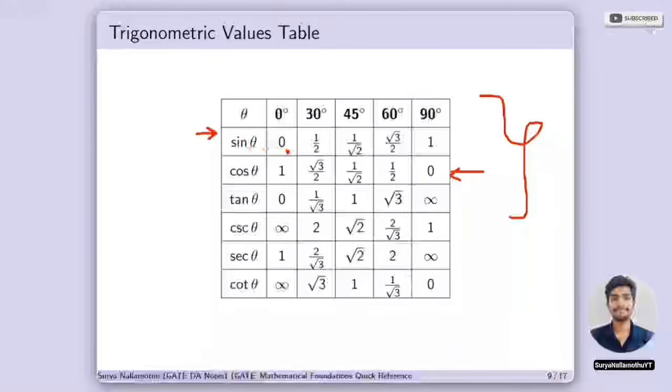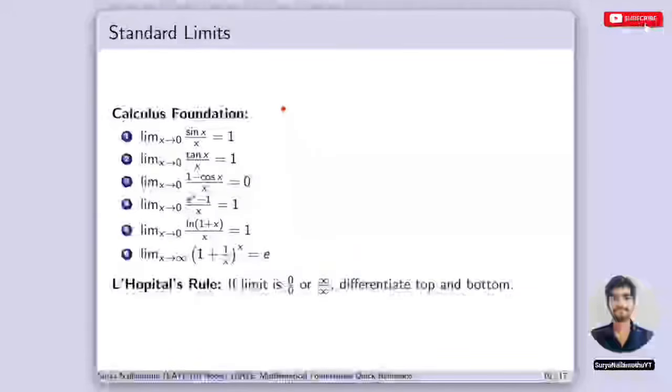So you need to remember sin 0 value 0, sin 30 is 1 by 2, sin 45 is 1 by root 2, sin 60 is root 3 by 2, sin 90 is 1. That's it.